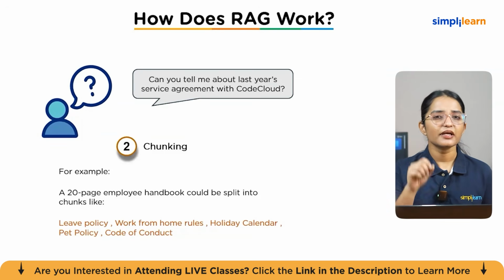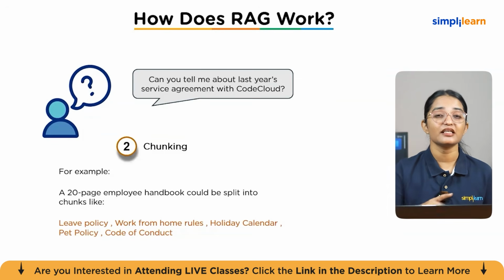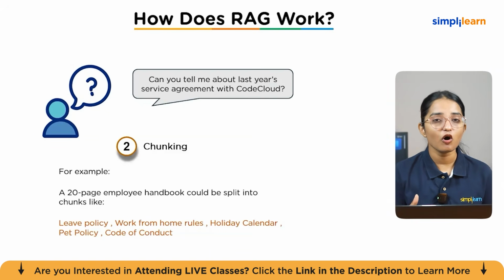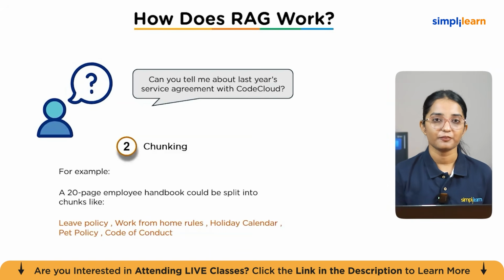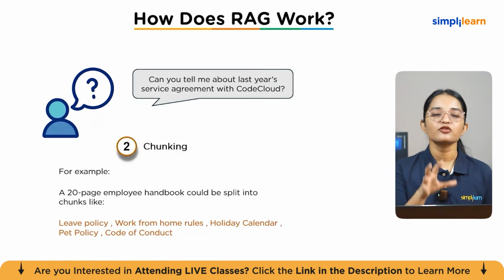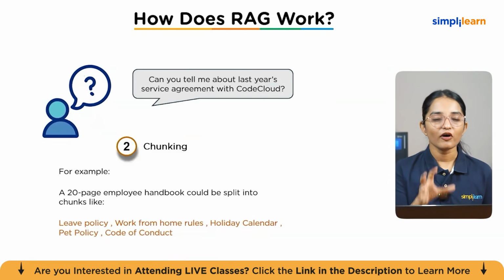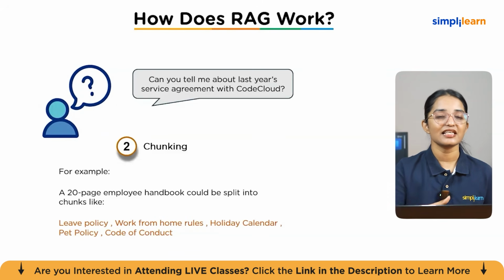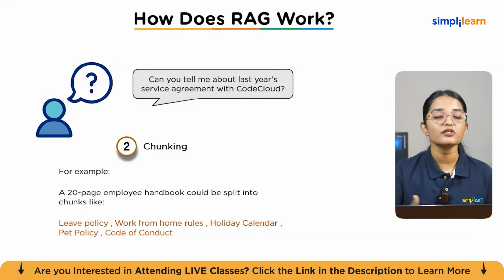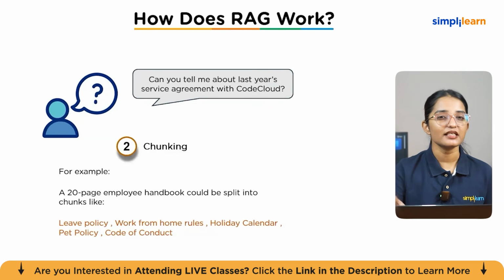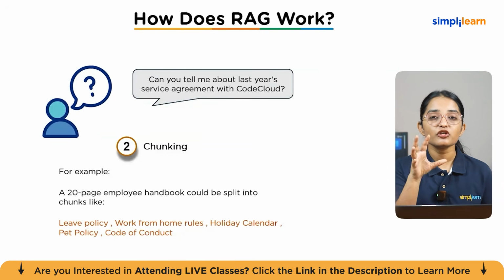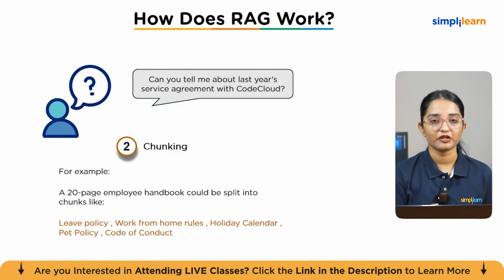Why do we do this? Because one long document may contain many topics. If we store the whole document in one giant block, retrieval becomes messy. So instead, we split it into smaller, meaningful parts. For example, a 20-page employee handbook could be split into chunks like leave policy, work from home rules, holiday calendar, pet policy, code of conduct. This makes it much easier for the system to retrieve only the relevant part.